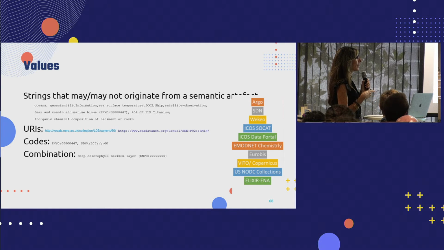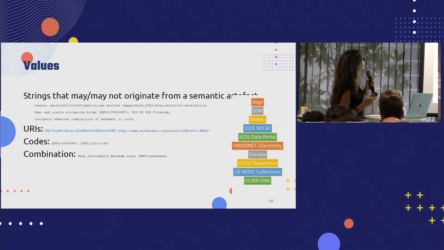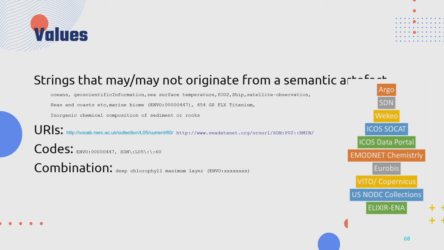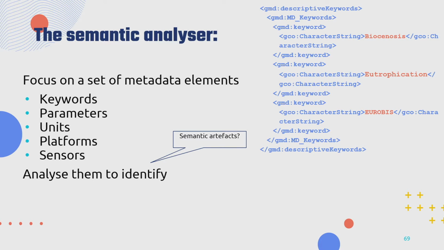After analyzing the data records, the data sets and the metadata records from all the sources that are on the right, the values we found are strings like oceans, inorganic chemical composition of sediment of rocks, FCO2, that we don't know if they come from a vocabulary, from an ontology, from anything. They are just strings. We also found, in the best case scenario, URIs. Sometimes we also find codes that resolve to nothing, and a combination of strings and codes together.